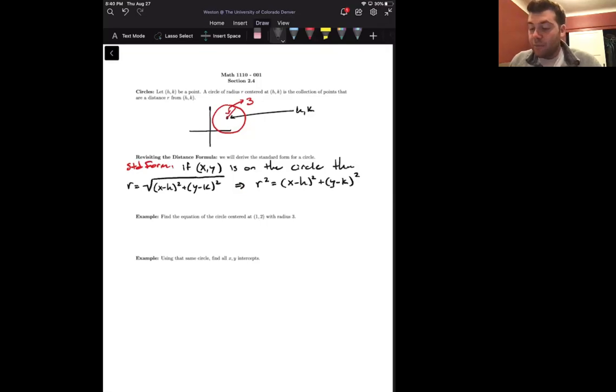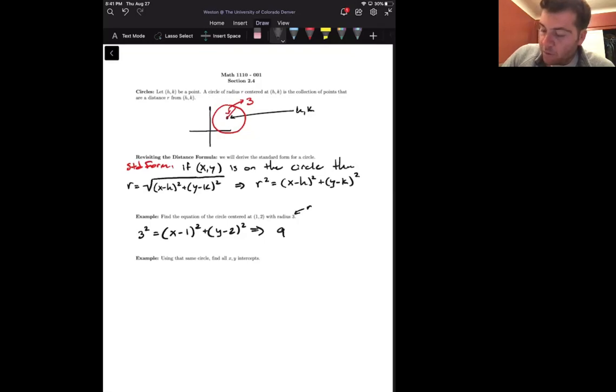And so as a quick example, if we want to find the equation of a circle centered at (1, 2) with radius 3, we'll get the equation 3 squared, because 3 is our r, equals (x minus 1) squared, in this case our h is 1, plus (y minus 2) squared. And that's the equation of a circle. And often we'll just write out the 3 as 9.